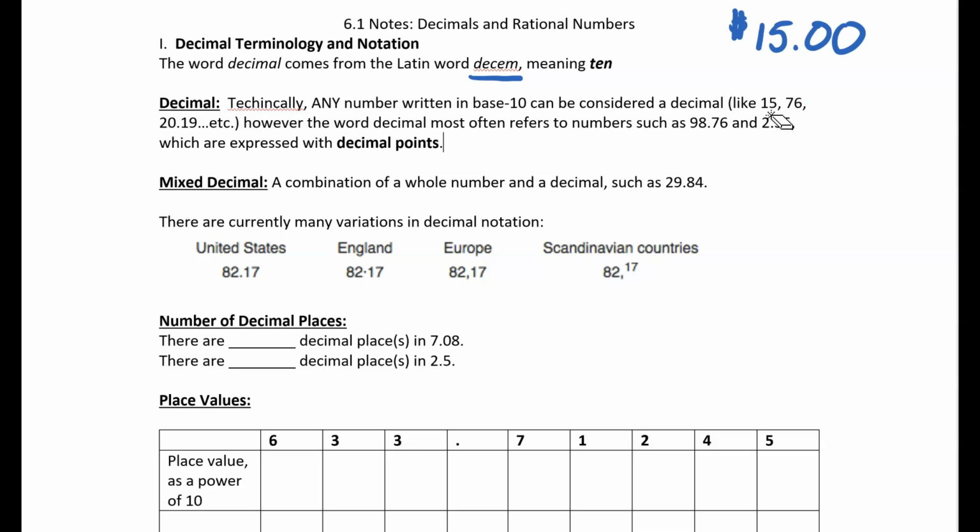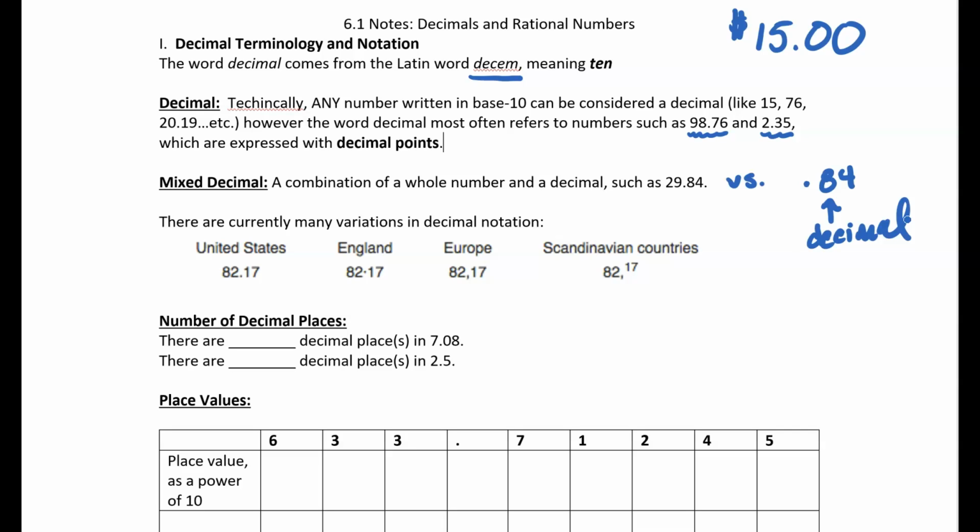However, I would say the word decimal most commonly refers to numbers with an actual decimal point, like 98.76 or 2.35, where you see that decimal point. And a mixed decimal is just when you combine a whole number and a decimal, such as 29.84. That would be compared to, versus, 0.84, which would just be a decimal. It wouldn't be considered a mixed decimal. That isn't anything you have to be concerned about. You're not going to be tested on these terms. It's just good to know the terminology.